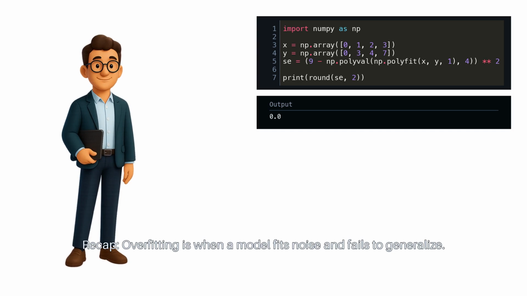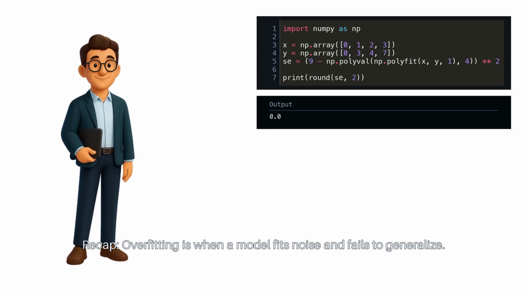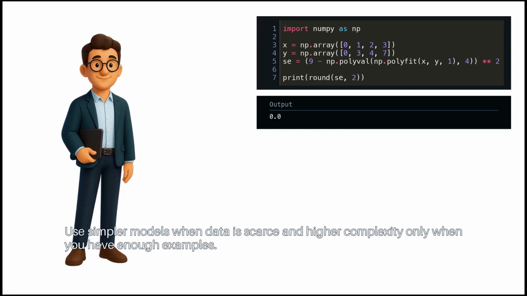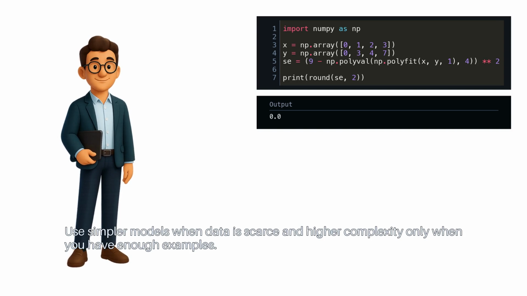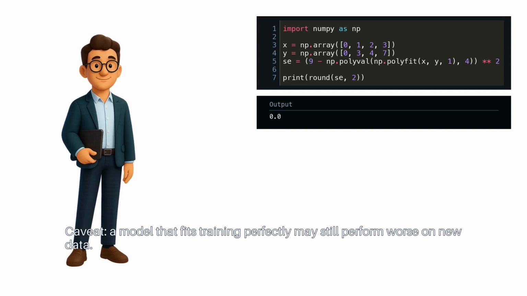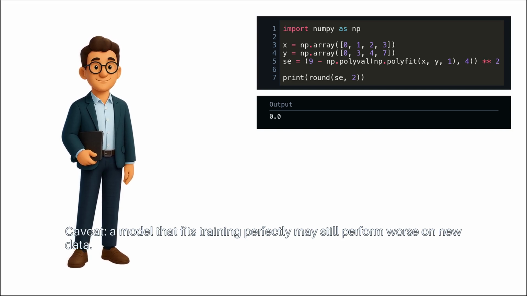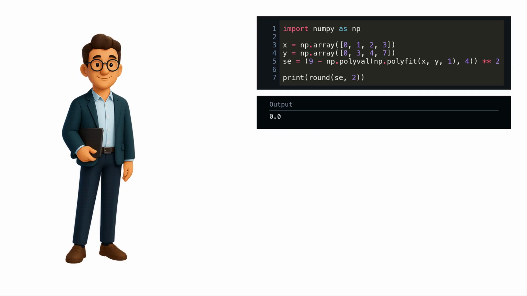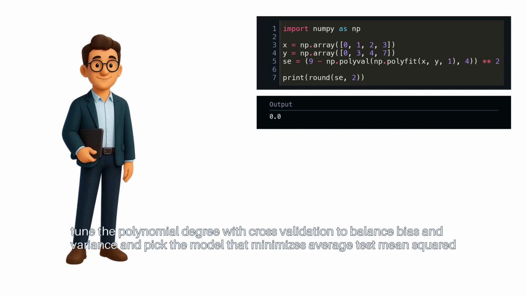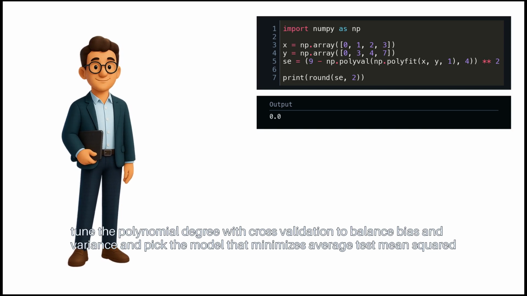Recap: overfitting is when a model fits noise and fails to generalize. Use simpler models when data is scarce, and higher complexity only when you have enough examples. Caveat: a model that fits training perfectly may still perform worse on new data. Next step: tune the polynomial degree with cross-validation to balance bias and variance, and pick the model that minimizes average test mean squared error.